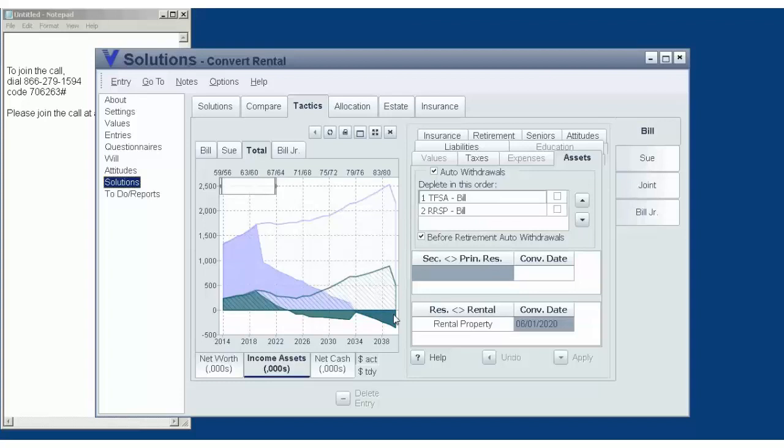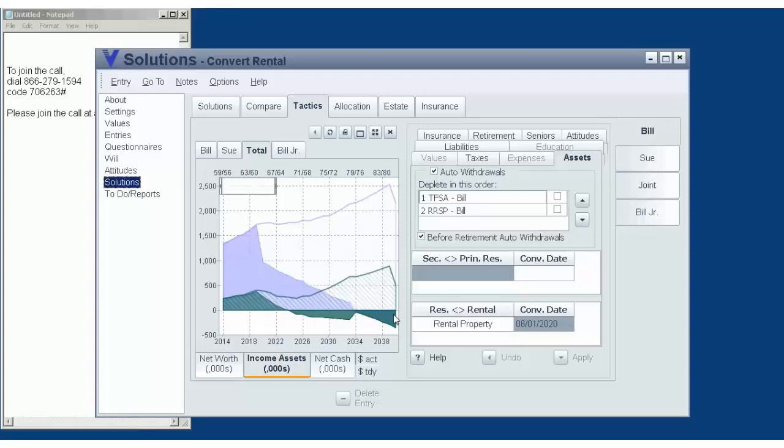So what Bill and Sue have decided to do is, come retirement, they're going to sell their large house. They don't have a need for it anymore. They're going to take this rental property that they have, a condo, let's say, and convert it to their residence. Their intention is to do a lot of traveling.